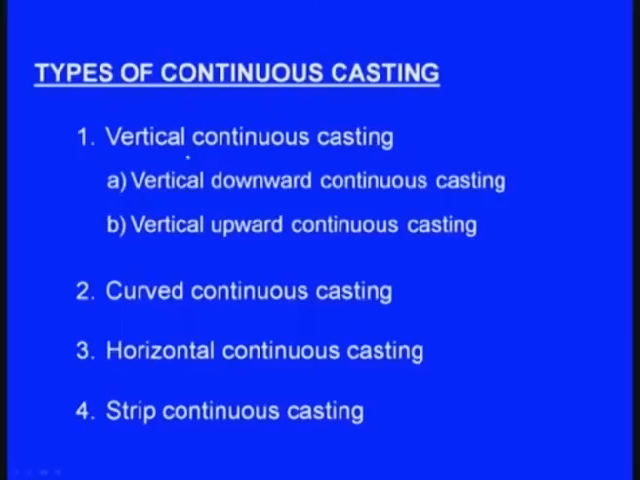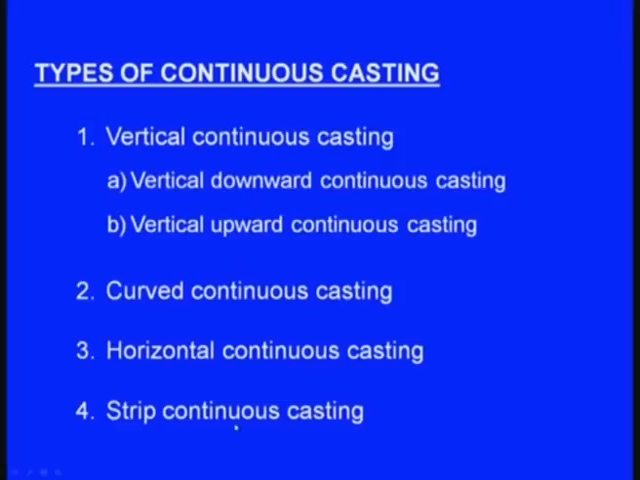So, we are about to complete, and before we wind up, let us review what we have learned. We have learned the types of the continuous casting process: the vertical continuous casting process, the curved continuous casting process, horizontal continuous casting process, and the strip continuous casting process. Vertical casting process is divided into vertical downwards continuous casting and also vertical upward continuous casting process. So, these are the classifications of the continuous casting process we have learned.